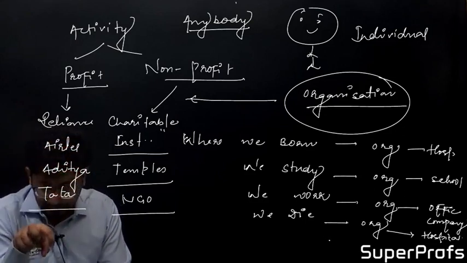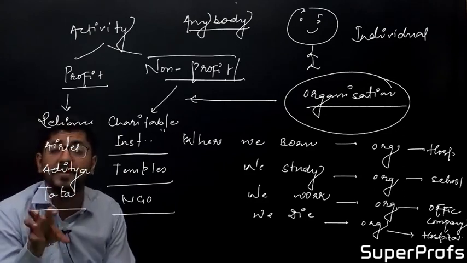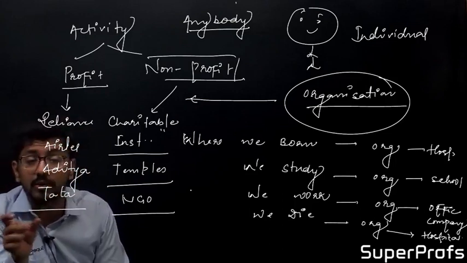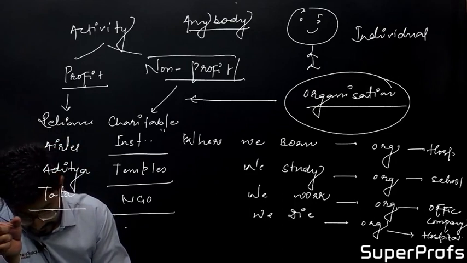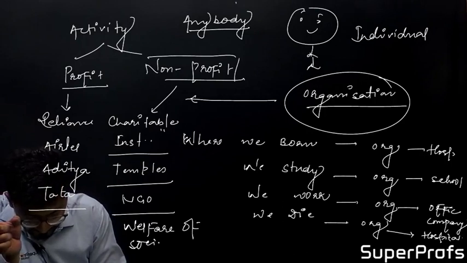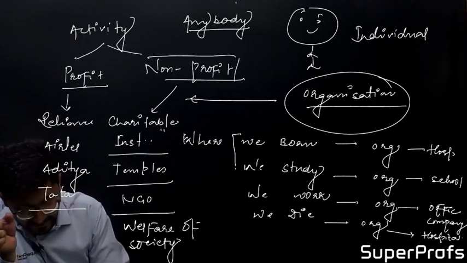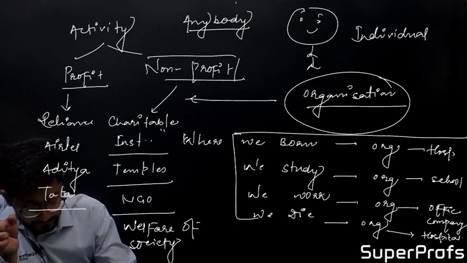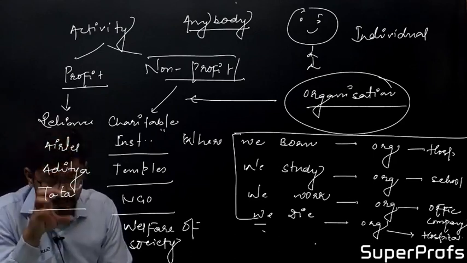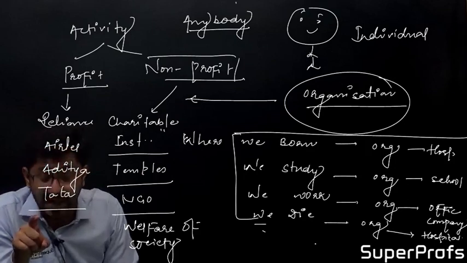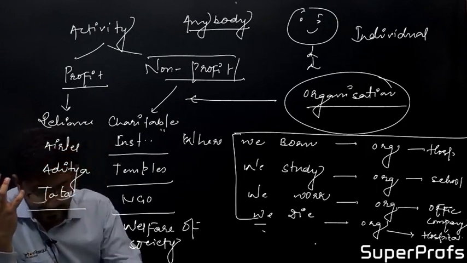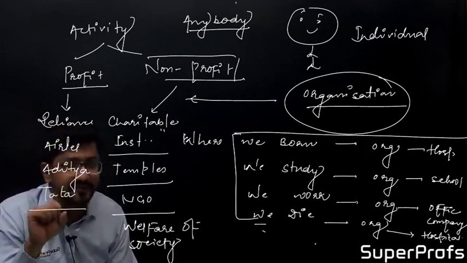What are the main objectives of a non-profit organization? The main objective of non-profit organizations is the welfare of society. So the definition I highlighted here: where we are born, where we study. The first step is to take birth. The second major step of an individual is to go for study. The third step is to go for work. And the last step is to go out of this world. So all the major steps we have taken are from organization.